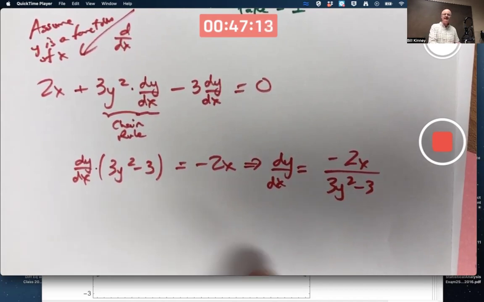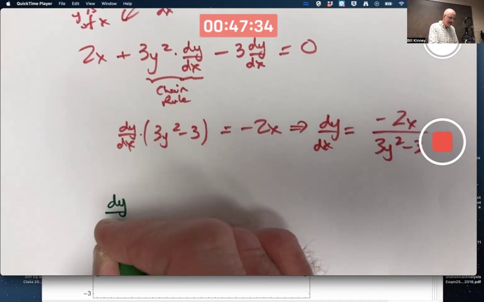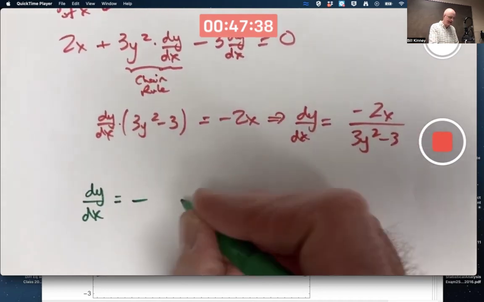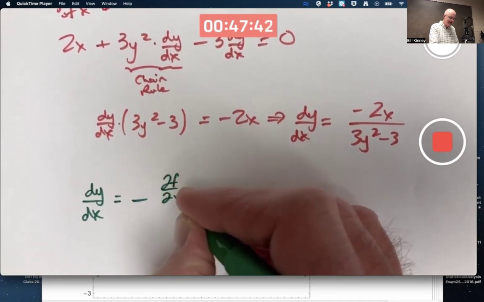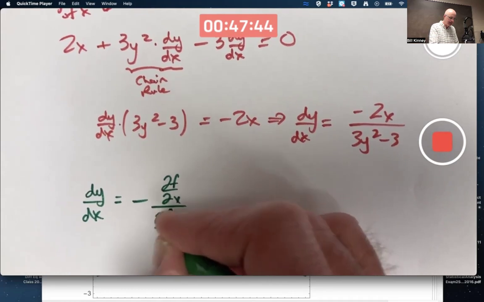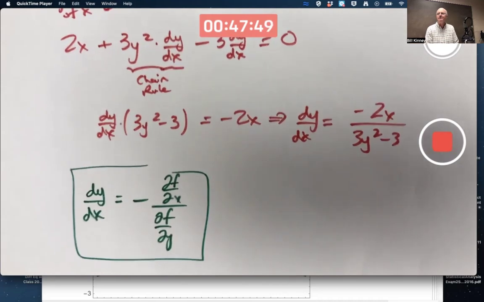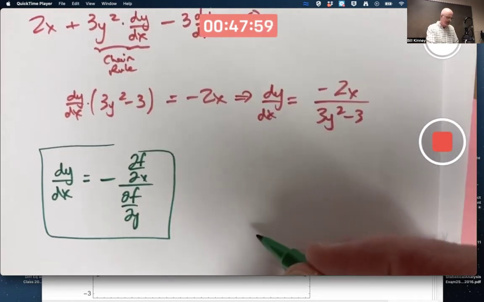We can derive the exact same formula in a new way here. dy/dx turns out can be thought of as the opposite of the partial of f with respect to x divided by the partial of f with respect to y. That's a general formula that works as long as you're not dividing by 0. Where does it come from? It comes from applying the chain rule.